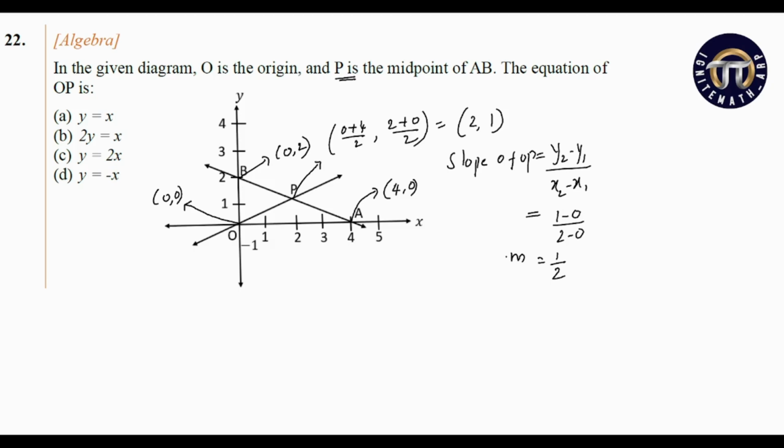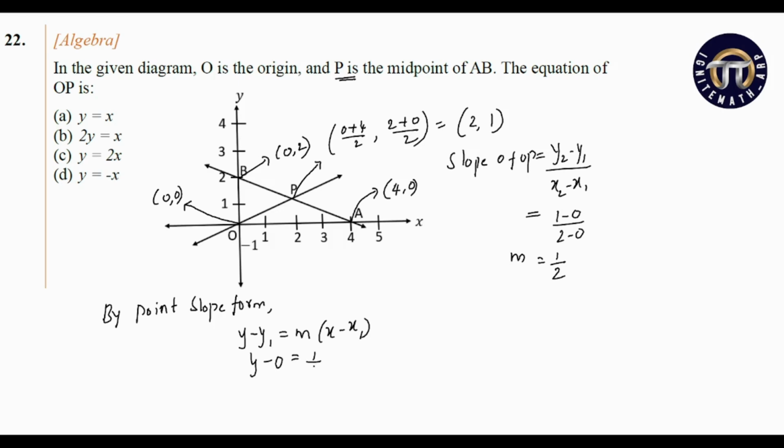Now I am supposed to find out the equation of OP. So by point slope form, equation of OP is given by y minus y1 is equal to m of x minus x1. So y minus, either you can take the origin, that is 0, 0, or you can take the coordinates of P, that is 2 comma 1. So now it is better to take the origin over here.